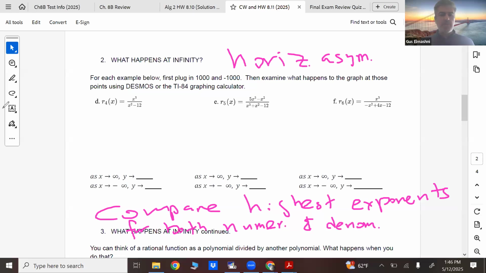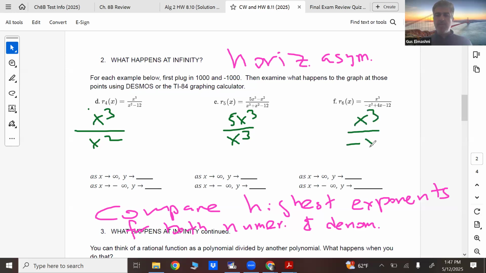Okay, switch colors for a bit of contrast. Let's go to dark green. Let's look at part D. What's my highest exponent in part D? X cubed. What's my highest exponent on the bottom? Squared. Okay, let's do this for the other two. What's the highest exponent for part E? Cubed. What's the highest exponent for the bottom? Part F, highest exponent? Squared.